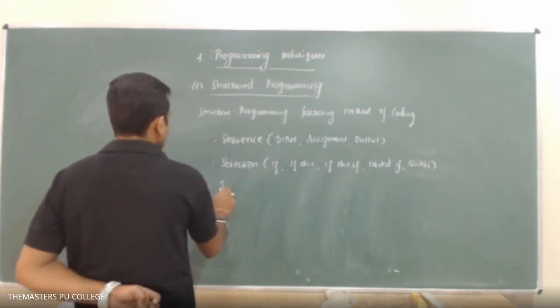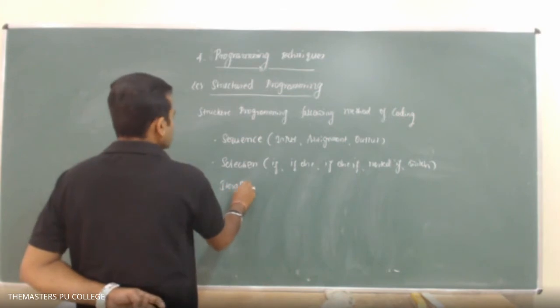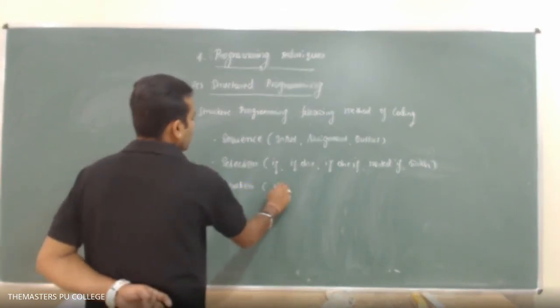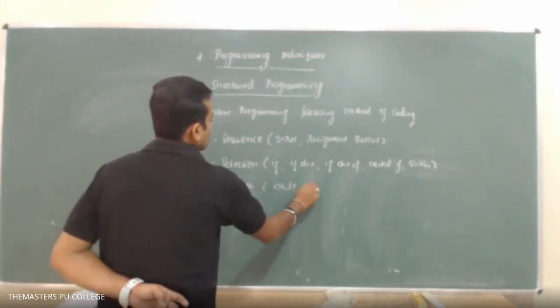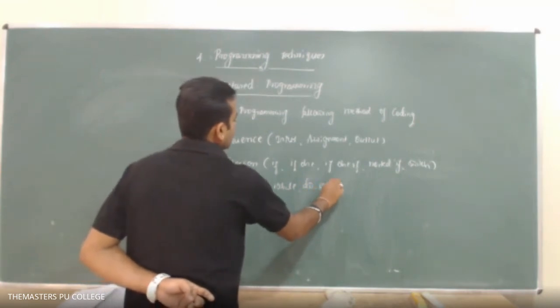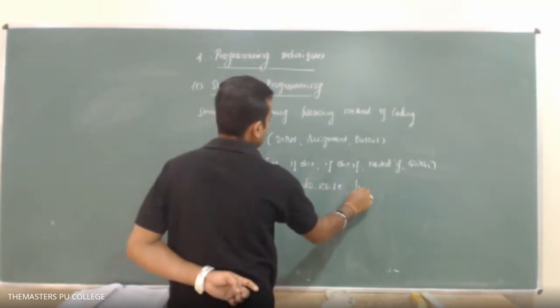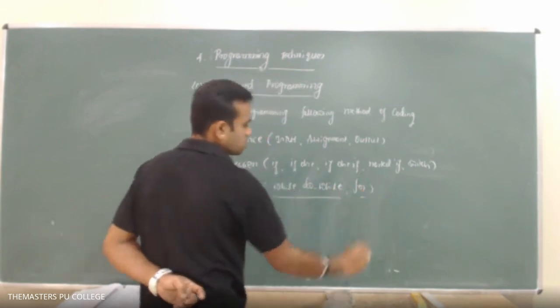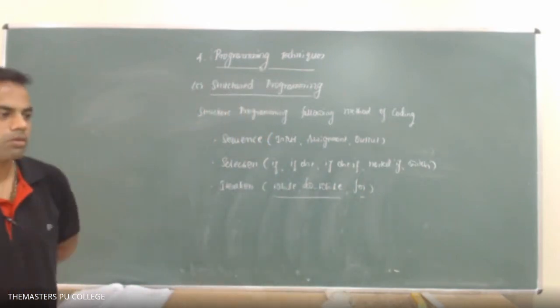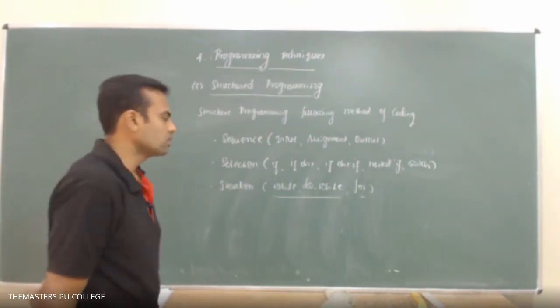Next is iteration or looping. So we'll call it an iteration. Three: while, do while, and then for. These are conditional looping statements or iterative statements. Next.